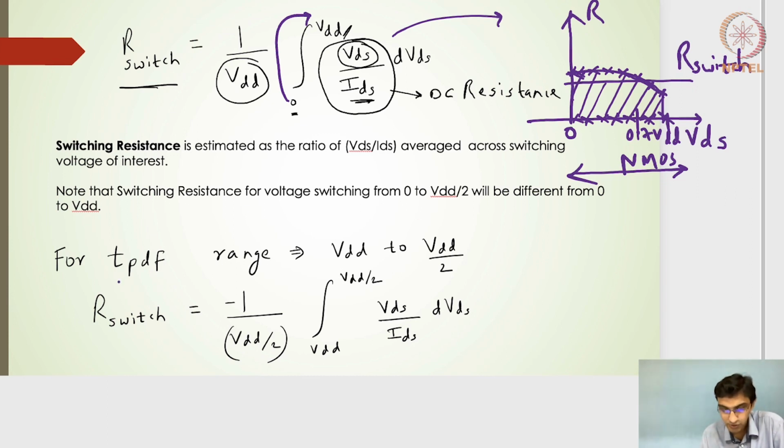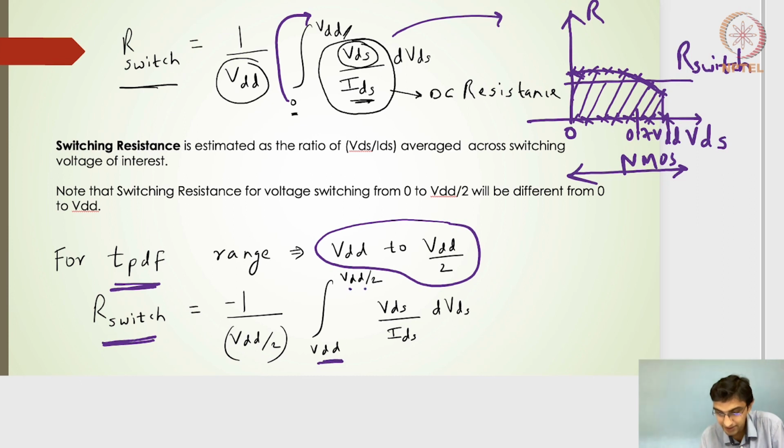All right, so that's what I have written here. For the propagation delay falling, the range is VDD to VDD by 2. So that is the switching resistance from VDD to VDD by 2, with the DC resistance calculation. dVds is going to decrease because it ranges from VDD to VDD by 2. Resistance is a scalar quantity, and we will have a positive value of resistance; we will never have a negative value. That's why a negative sign is here, to accommodate the decreasing change in this integral expression.